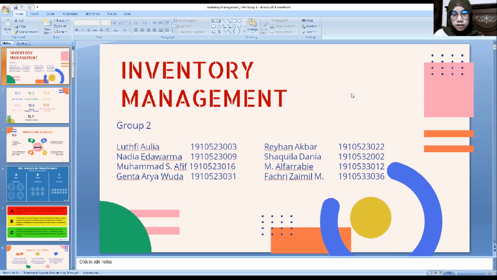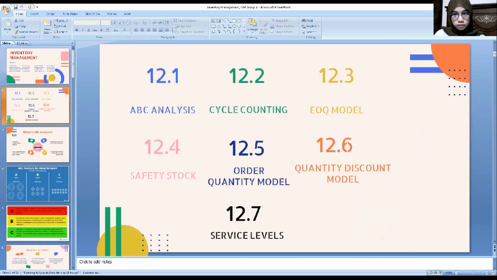Next slide, please. Our topic consists of 12.1 ABC analysis, 12.2 cycle counting, 12.3 EOQ model, 12.4 safety stock, 12.5 order quantity model, 12.6 quantity discount model, and 12.7 service levels.